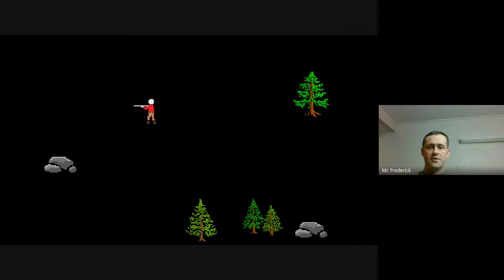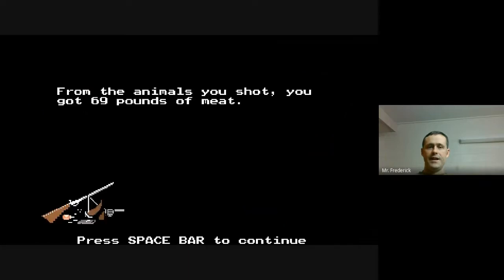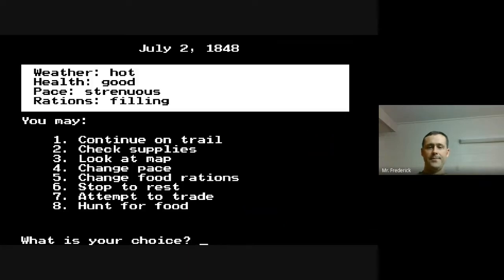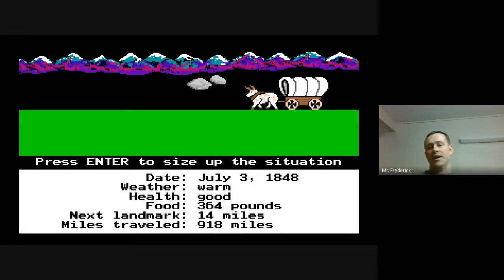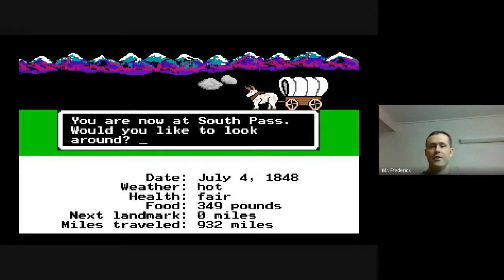Kind of choosing a central spot where I might be able to. Oh, man. Okay, I got a deer, but that's probably going to be less than 100 pounds of meat. Let's see if I can get something else. Probably running out of time. 69 pounds of meat. All right. I'm going to continue on the trail. Try to get to my next landmark. You are now at South Pass. Would you like to look around? Yes, I would.